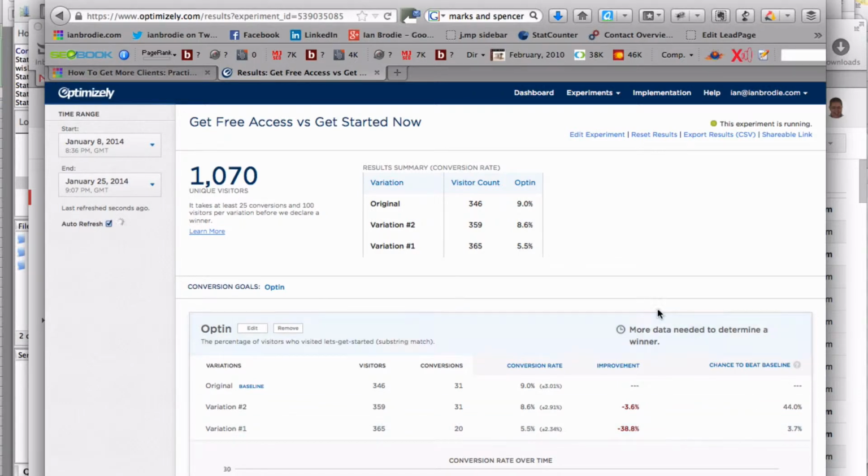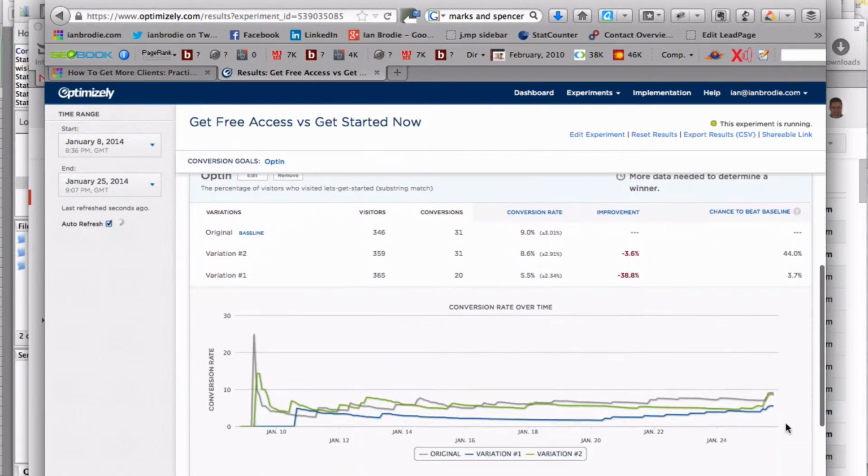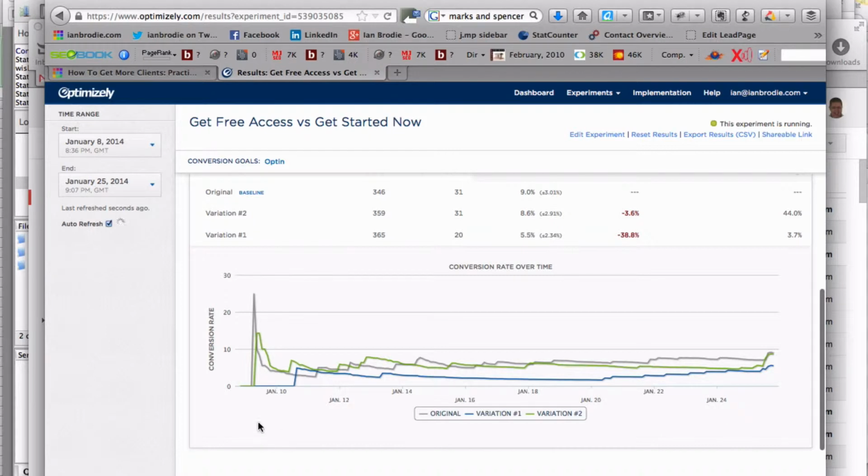So even though we need more data to determine a winner, we certainly have enough data to determine a loser, and it's variation 1. And if you track the performance over time, you'll see this is when I started. The data settles down, and consistently the original has a slightly higher opt-in rate than variation 2, get my free ebook, and a much higher opt-in rate than variation 1, get started now.